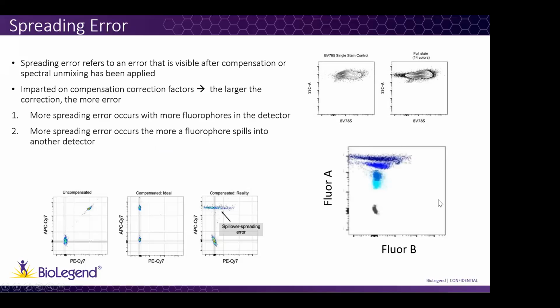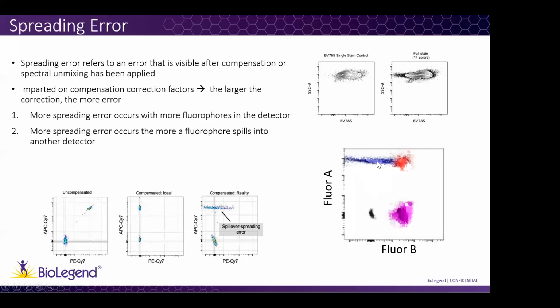The other thing is that the more spreading error occurs, the more fluorophore spills into another detector. So basically what it means, here we have this kind of trumpet effect. When you go to the really high end of this 4A, you can see that it actually spreads. And then the problem comes here when you add the 4B in your same staining. So this double positive population here is kind of difficult to resolve because the 4A is spilling into 4B.